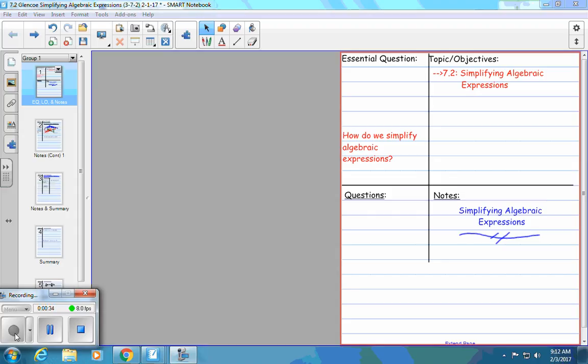Awesome, welcome back. Our essential question is, how do we simplify an algebraic expression? That's our focus in our lesson, simplifying algebraic expressions. Now, when I show you this next slide, don't start copying down what you see just yet. Let me show you what these terms and coefficients and constants are so you understand what I'm boxing and what I'm circling before you actually copy it down.